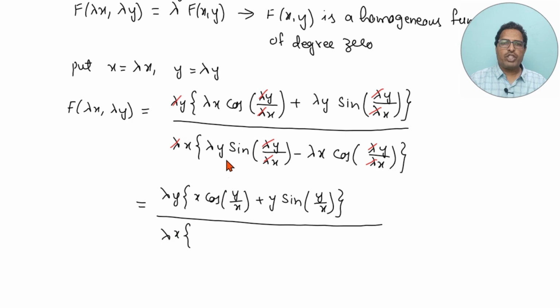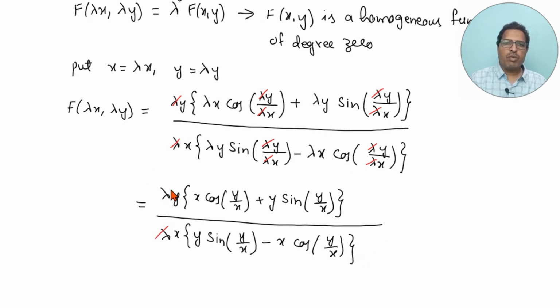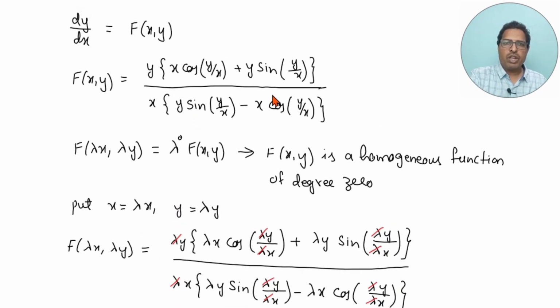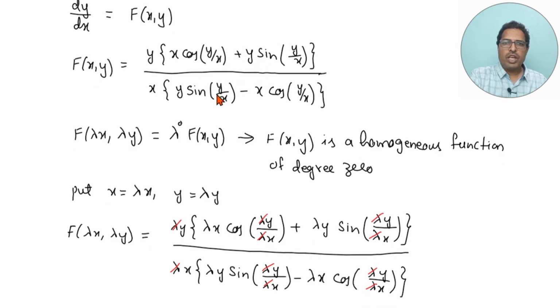Since lambda is removed outside, we are left with y sine of y by x minus x cos of y by x. Further we can see that this lambda and lambda will cancel out. Now check, is this expression that we have over here not f of x comma y itself? Just check it. It is the same f of x comma y.